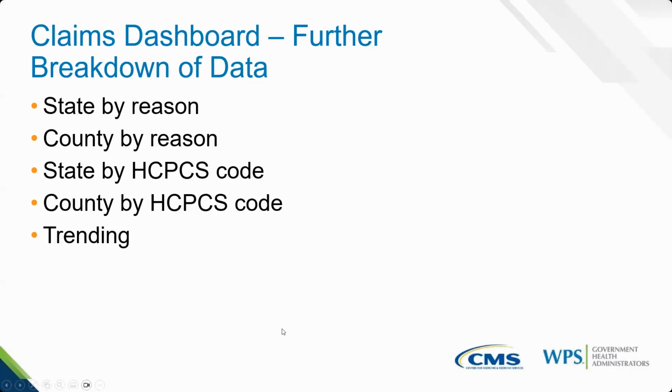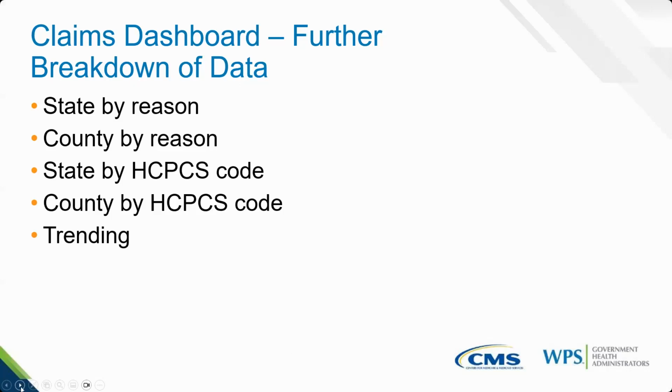And it is simply we just fill in codes and specialties and/or states or counties, and just like that, the data comes back to us. It's almost instant. We can narrow down state by HCPCS code, county by HCPCS code, state and county, and trending. That last one I haven't talked about yet, but I do want to talk about it.